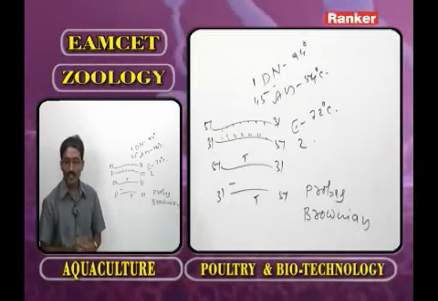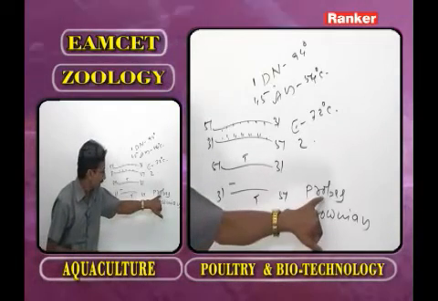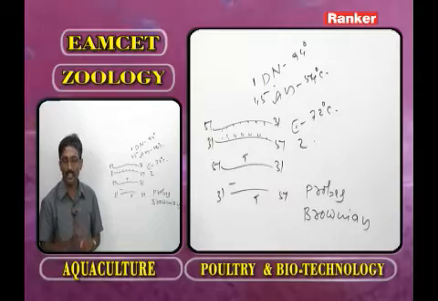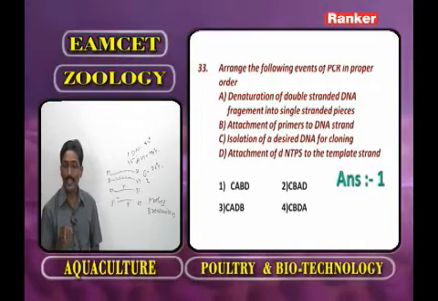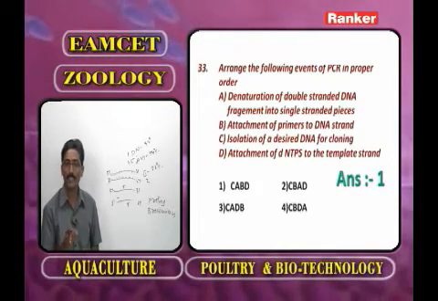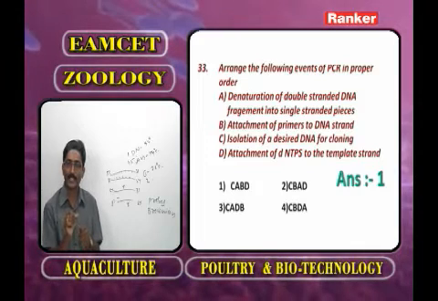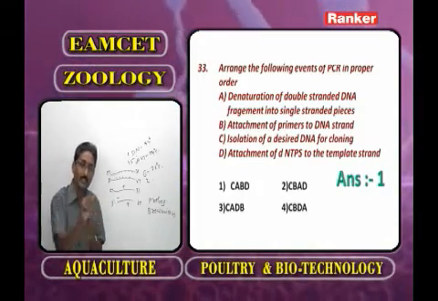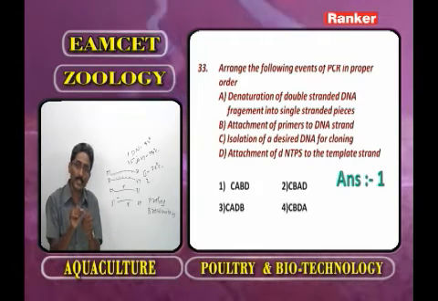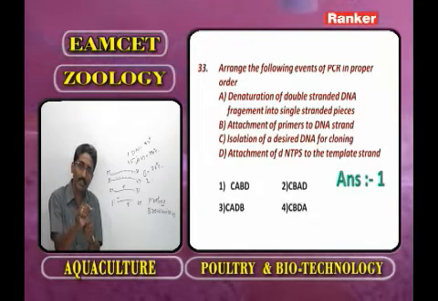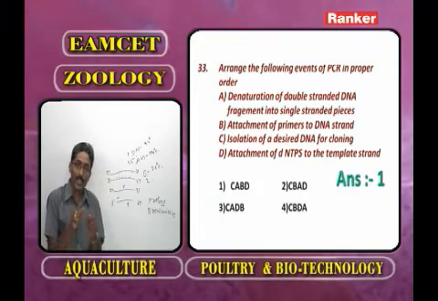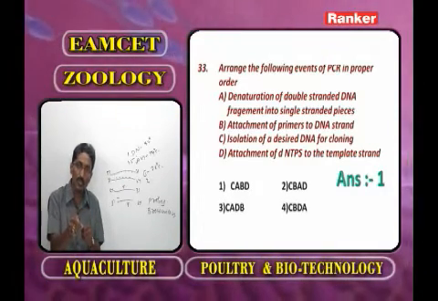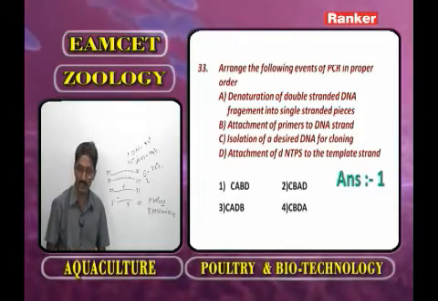The next one is attachment of primers. Here the primers mean the probes. Attachment of primers to the DNA strand. The last one is attachment of dNTPs. What is the function of dNTPs? They extend the length of the DNA strand. dNTPs extend from 5' to 3'. We are reading the template from 3' to 5'. We have to observe such type of question in the next one.